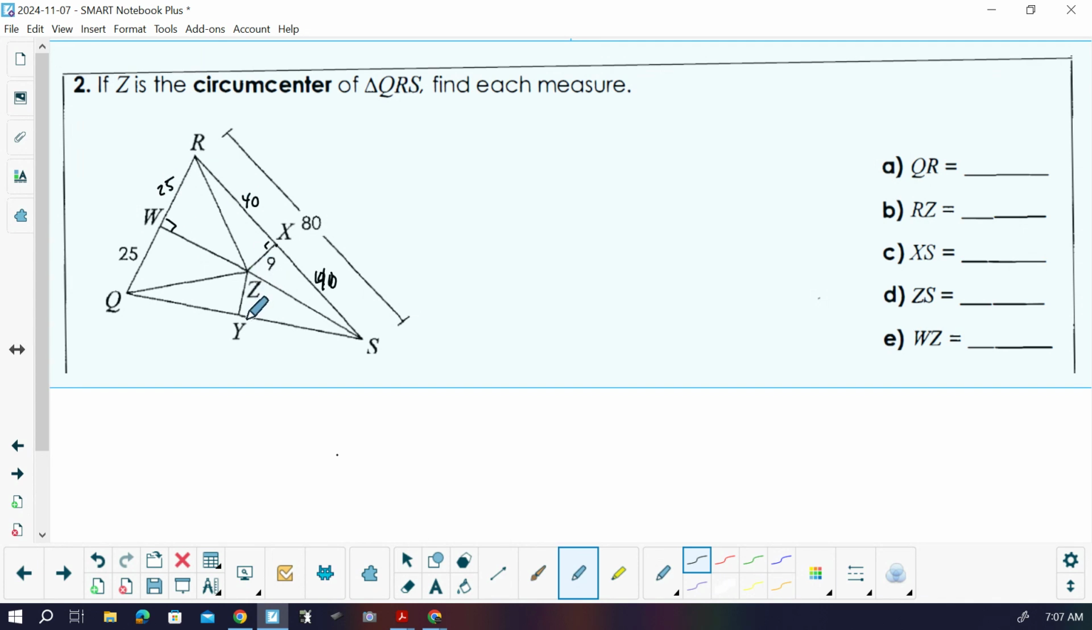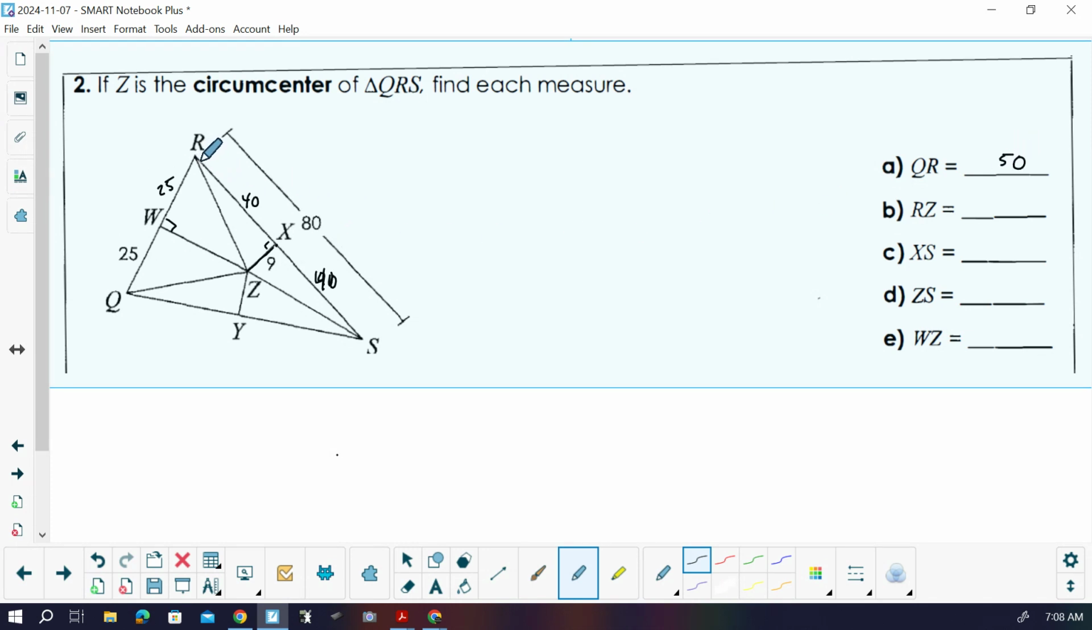I don't have this one. In fact, the only other thing I have is this 9 right here. And so we've got to find some missing measurements. So let's start off here with the first thing asked for, QR. QR is this whole big long segment here. 25 plus 25 is 50.